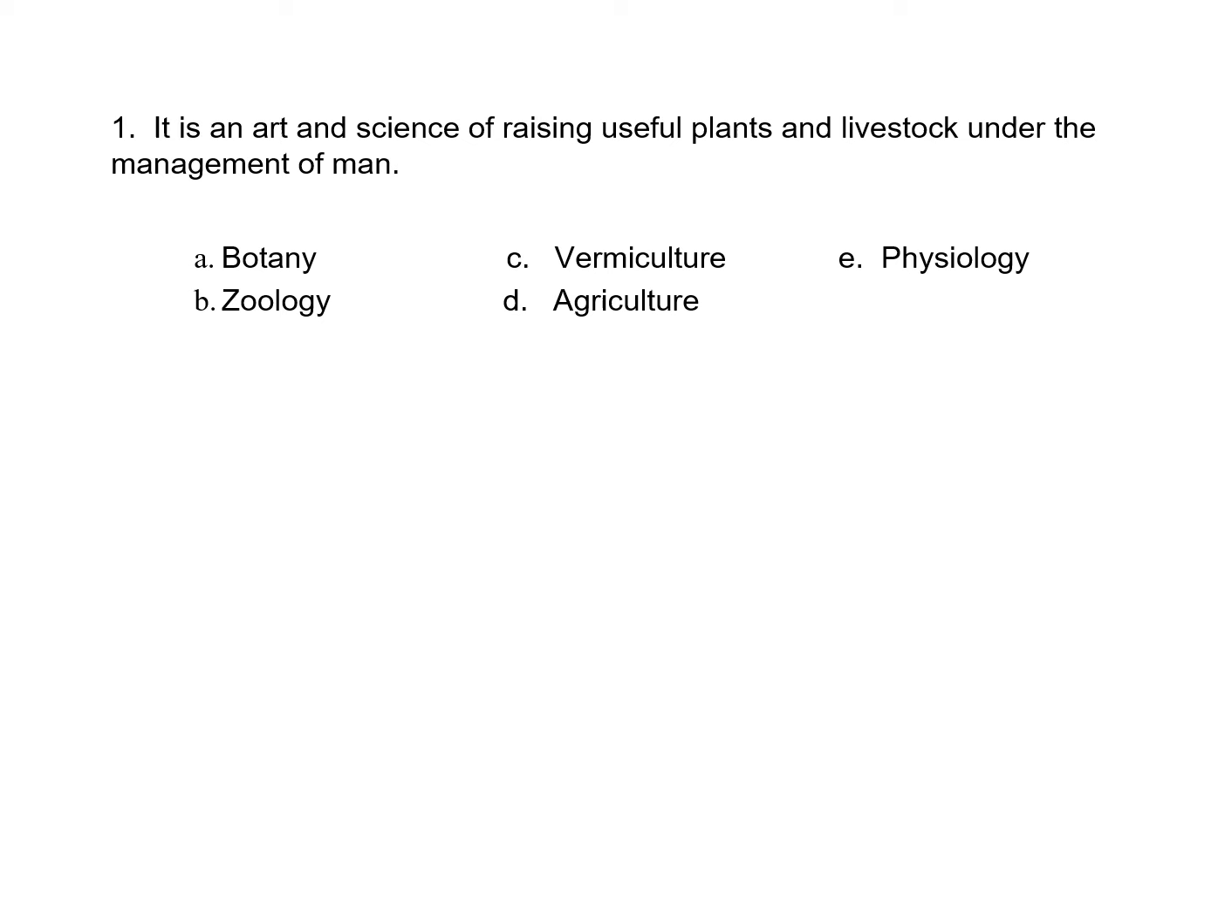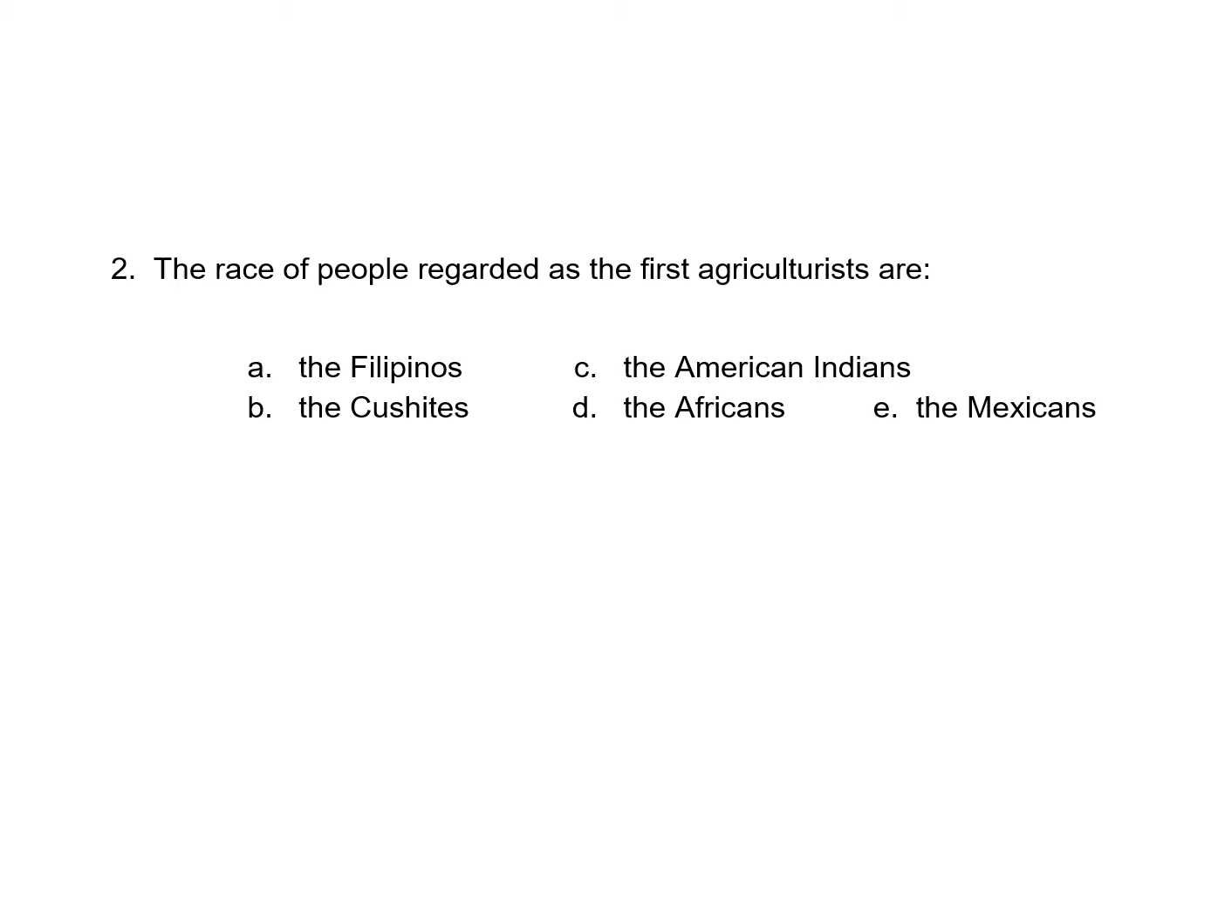Question number one. It is an art and science of raising useful plants and livestock under the management of man. A. Botany. B. Zoology. C. Vermiculture. D. Agriculture. Or E. Physiology. The answer is agriculture.